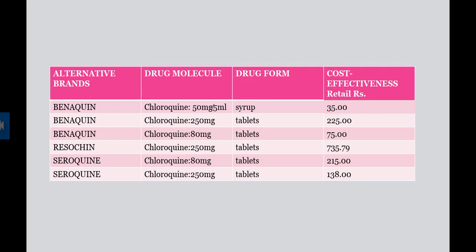Here are some alternative brands, the drug molecule in that brand, the drug form, and also the cost effectiveness with the retail prices. Here we can see that different alternative brands of chloroquine are present, like Benacoin, Resortion, Chloroquine. They are all present in different strengths for the drug molecule chloroquine and in various drug forms with cost effectivity.